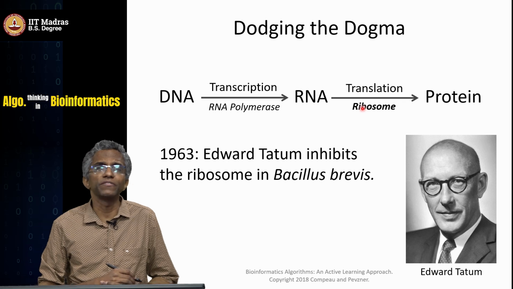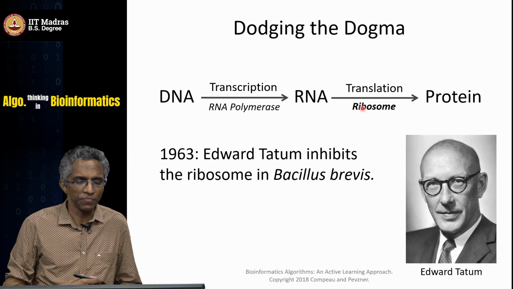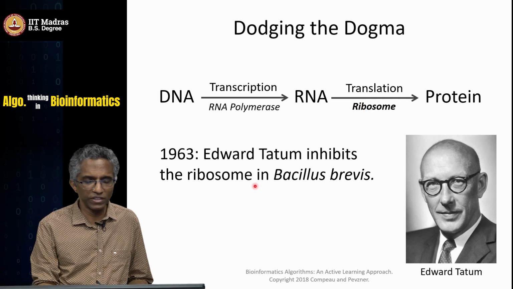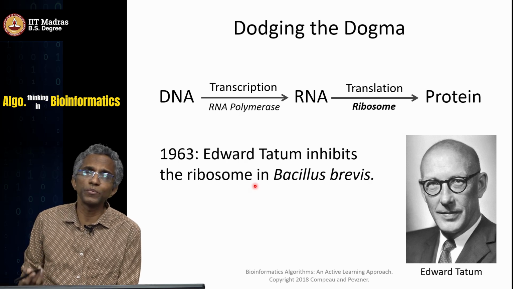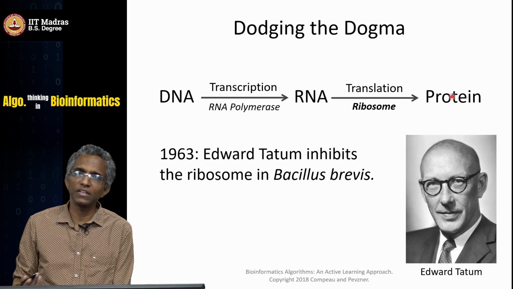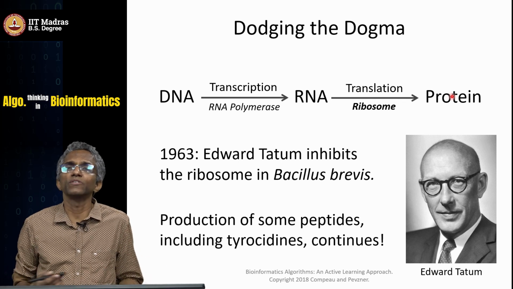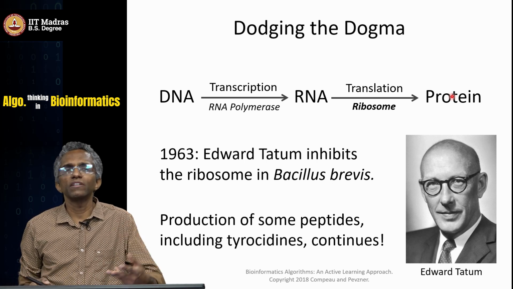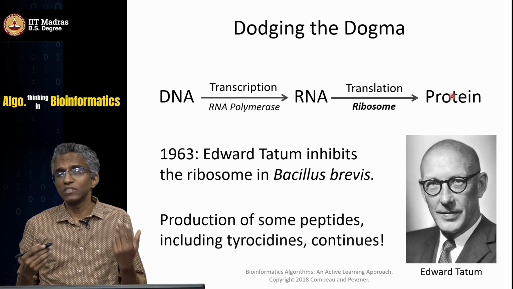Experimentally it was also verified that tyrocidine B1 was dodging the dogma, an exception to the central dogma. In 1963, Edward Tatum inhibited the ribosomes that do the translation process and then looked at all the proteins that were still produced. If all proteins are produced by the central dogma, then no protein should be produced when you inhibit the ribosome, but some peptides were still produced, including tyrocidines. This means there is some other mechanism outside of the central dogma through which proteins are produced.